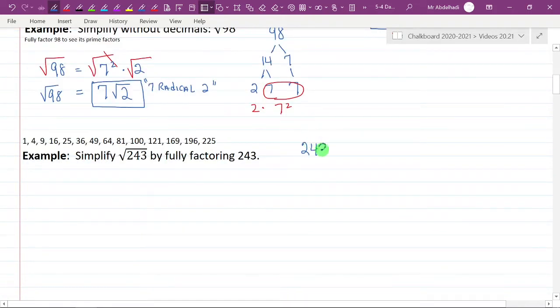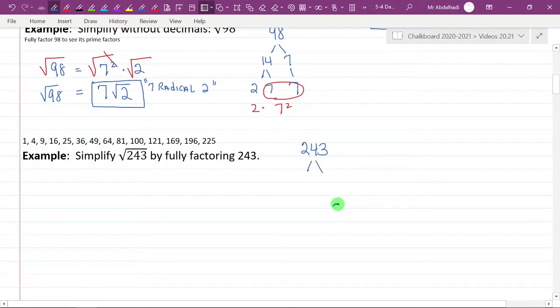So here we have 243. We want to square root 243. 243 is not, well, actually, if I made this list a little longer, this is 15 squared, which is 225. 16 squared would be 256, okay? And 243 is in between that. So you know it's somewhere between 15 and 16. So it'd be like 15 point something, but we don't want a decimal, so we're not going to use that, right? So 243, how can you break it down?